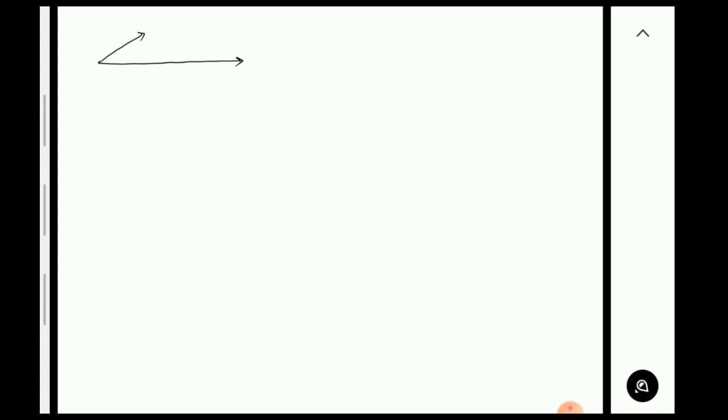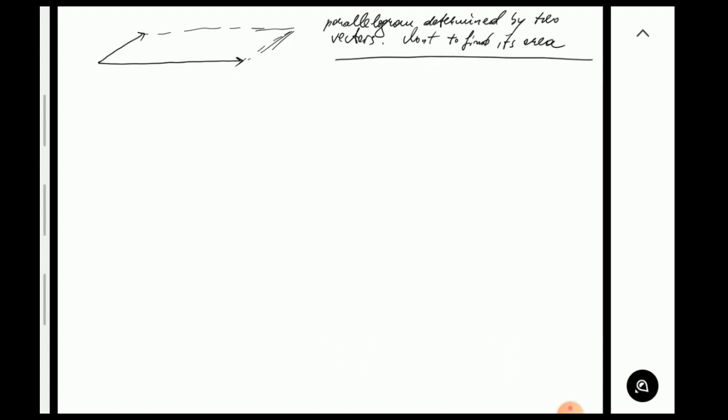So let's look at the following example. Let's say we have a parallelogram determined by two vectors. And let's say I want to find its area. So let's say this is u and v. And let's say again, as always, theta is the angle between them.